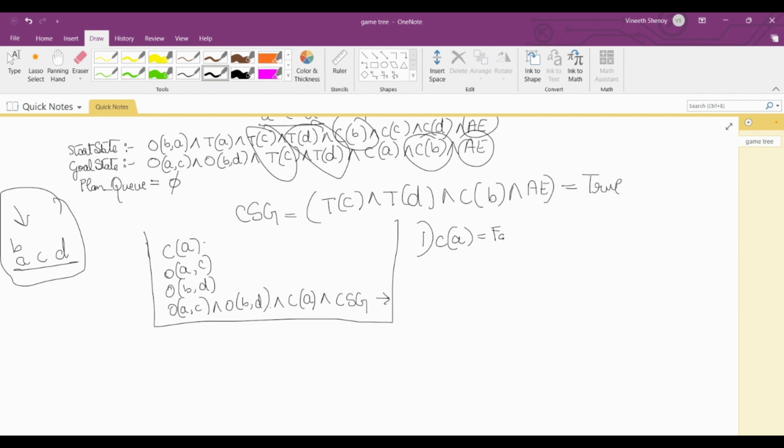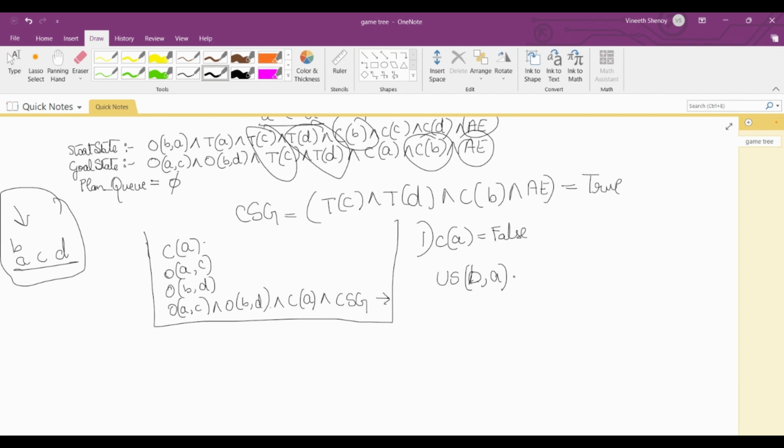C of A is false. That means how can you make C of A true? You have to pick up B. You have to remove B in order for C of A to be true, to make the top of A clear. And if B is a block over another block, what operation do you use? Pick up or unstack? We have to use unstack. So we are picking up B from A, so unstack of B comma A. This is what you'll do now to the goal stack.